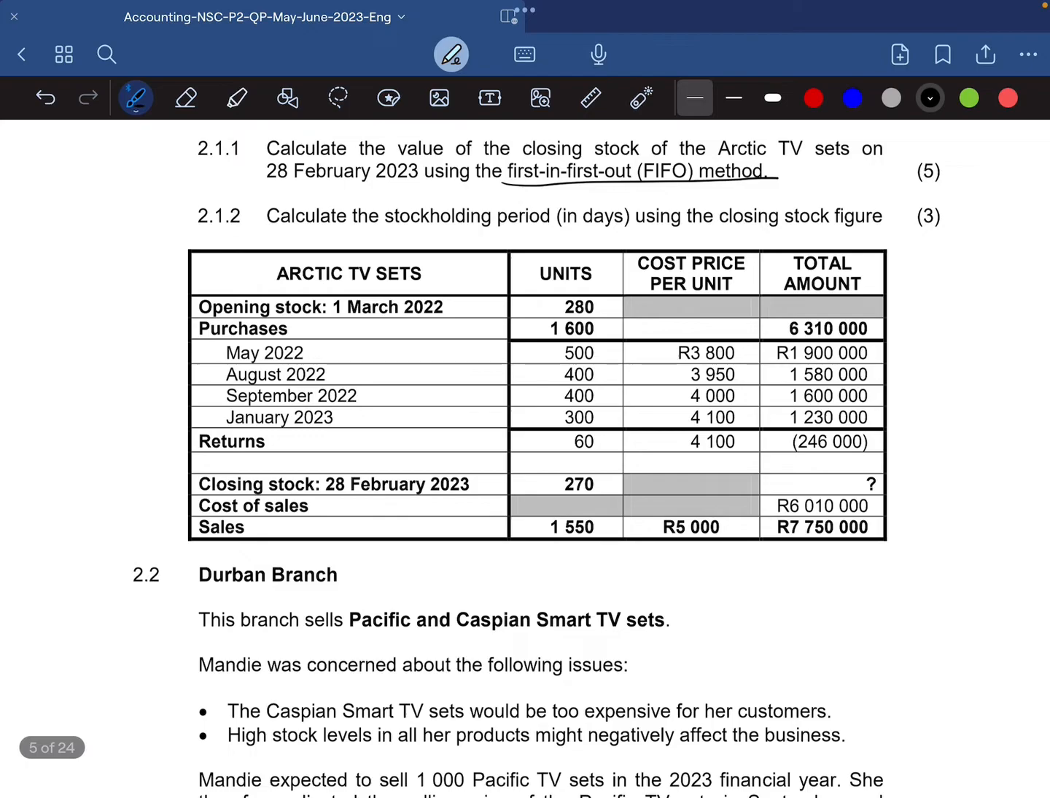So the opening stock is 280 units. We have purchased 1,600 units throughout the year. And we had returns of 60, which means we have returned 60 units back to our supplier. And then we have the closing stock of 270 units. And lastly, we had sales of 1,550. And then we have the cost per unit that corresponds to each and every purchase that we have made. And then we have total amounts there.